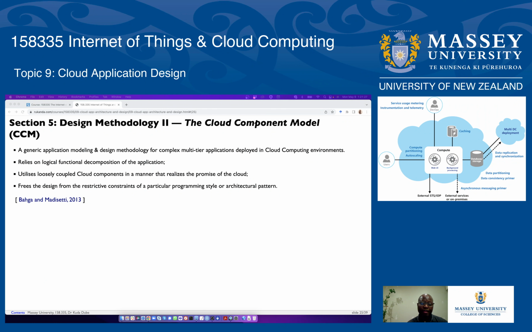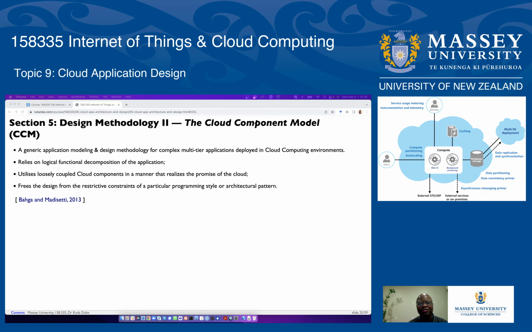that is actually geared towards supporting complex multi-tier applications which are deployed in cloud environments, and it relies on logical functional decomposition of the application. In other words, once you determine the application requirements, you need a functional decomposition of the entire application, such that each logical functional unit, which is loosely coupled to other units, can be mapped directly to a cloud service in a way that realizes the benefits of the cloud.